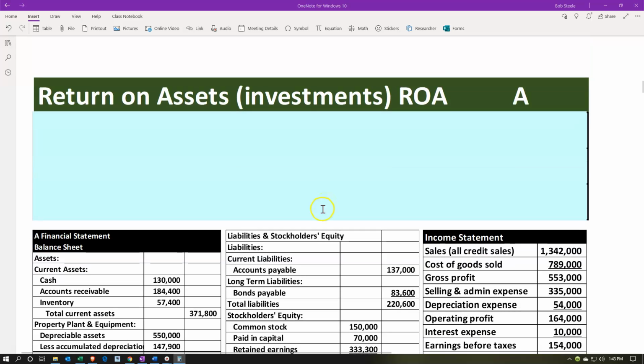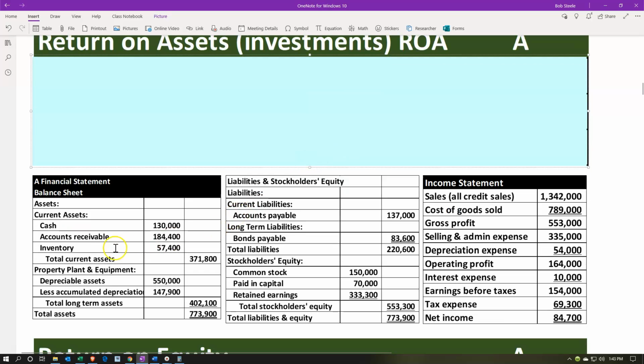Then we have the return on assets. This is similar to the return on investments type of formula that you might take a look at when you're thinking about an investment type of decision. The assets being what the company has. If we look at our financial statements, note total assets are basically what we have in the company.